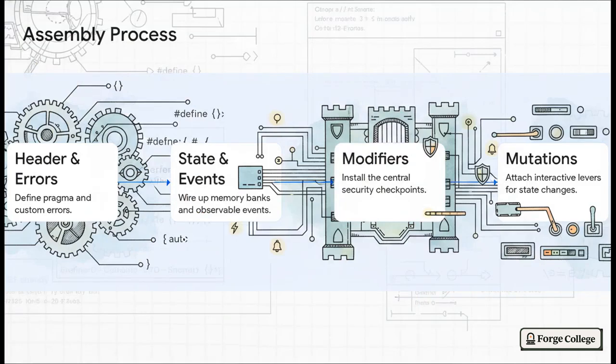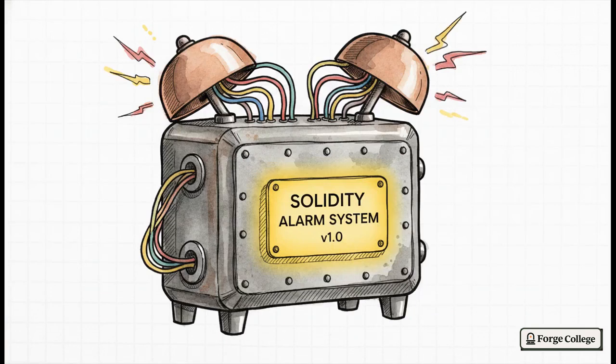This brings us to Section 4, Assembling the enhanced contract. So, grab your orange drafting pen because we're sketching this out step by step on our patent paper. As anyone who's taken courses at Forge College knows, great engineering requires a strict assembly line process. We can't just throw code at the wall and hope it sticks. We're going to move systematically. We'll start from the foundational headers and error definitions, wire up the state and events, install the security modifiers, and finally attach the interactive mutating functions. Let's build this thing.